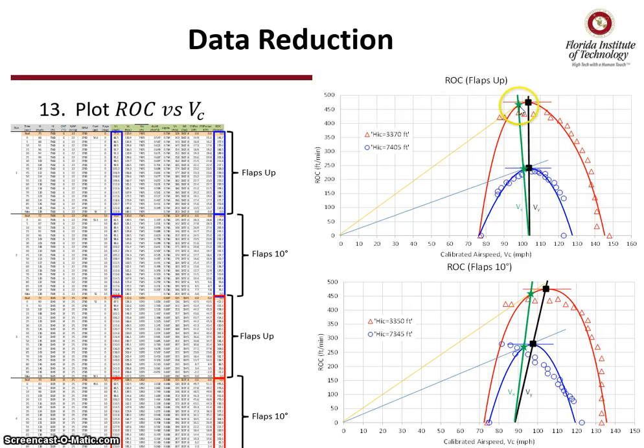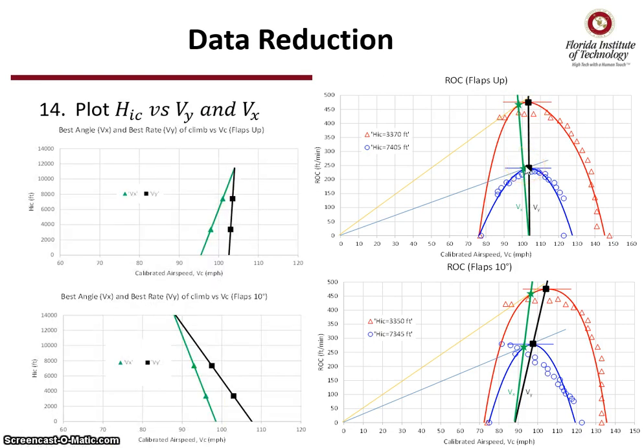Once you have this data, especially these 2 points on this green one, the 2 points on the black one, you can generate an altitude versus Vy and Vx. And so these 4 points then can be plotted, right? Each point has an associated altitude. In this case, these 2 points were at 7,405 feet. These 2 points were at 3,370 feet. And so that generates these two graphs. And just draw a straight line connecting them. And where these two meet is your ceiling. It's the highest altitude in theory that the airplane can climb.